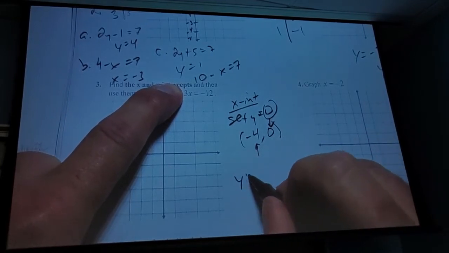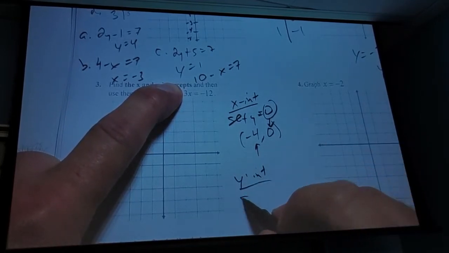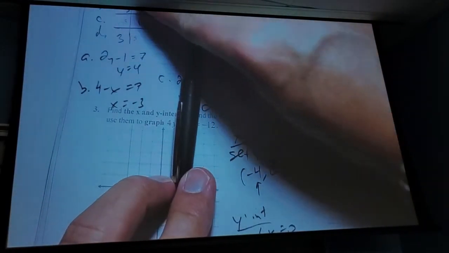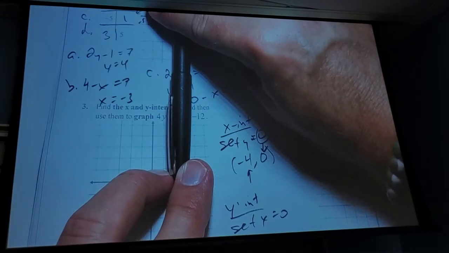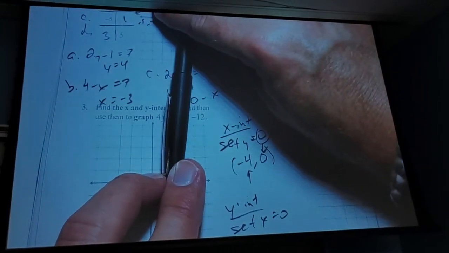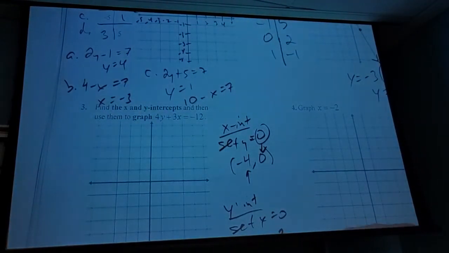So how do I find the y-intercept? Plug in 0. Set x equal to 0. So how do I solve that equation? 4y equals -12. Yeah, divide by 4, I get -3. So when x is 0, I get -3 for y.